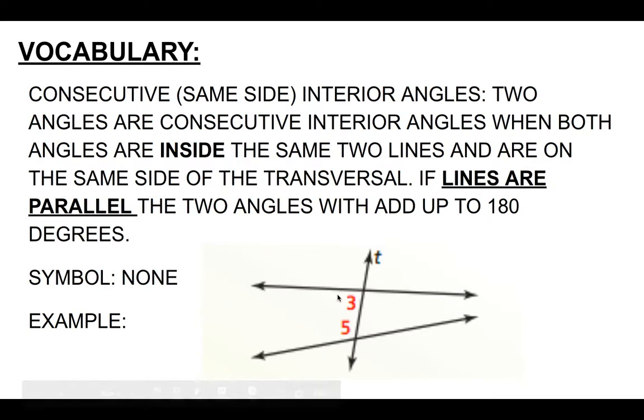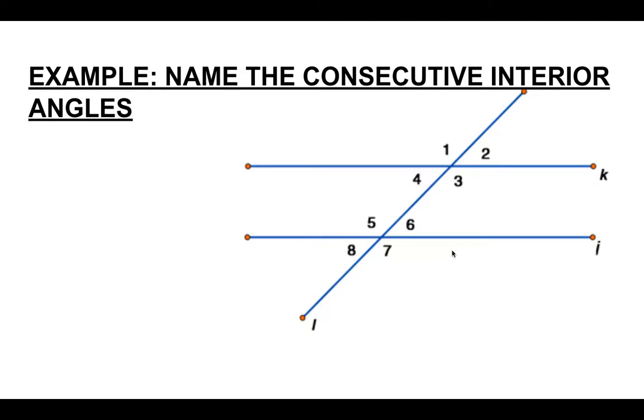And if these angles add up to be 180 degrees, we say that the two lines are parallel. So go ahead, looking at this image, name the consecutive interior angles.